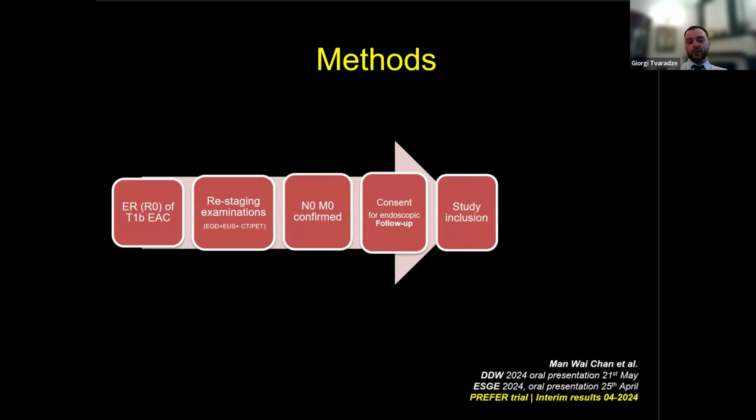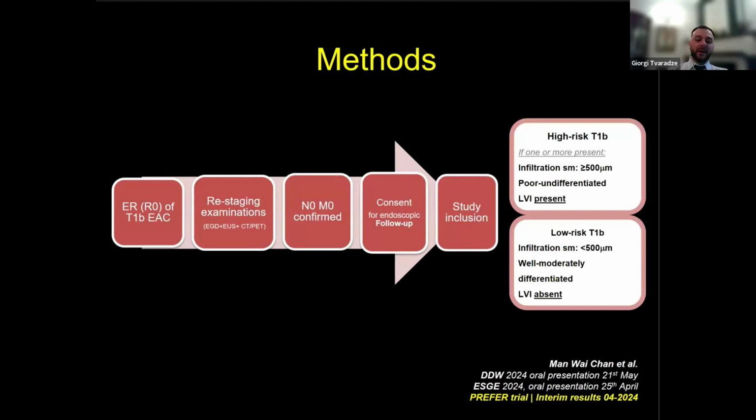In this study, there are 2 groups, high-risk T1B and low-risk T1B. In high risk, invasion into the submucosa is 500 micrometers or above, and the cancer is poorly or undifferentiated. Also, lymphovascular invasion is present. So this is the high-risk group. On the other hand, in the lower-risk group, invasion into the submucosa is less than 500 micrometers, and the cancer is well or moderately differentiated. And here, no lymphovascular invasion.